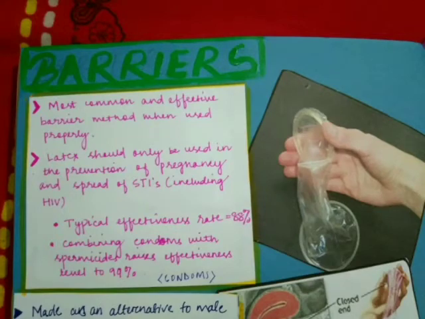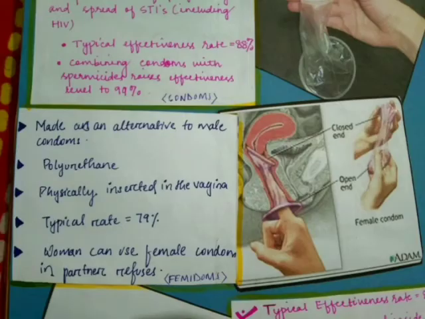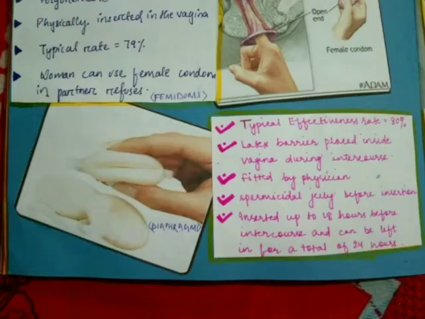Next is the femidoms, made as an alternative to male condoms, physically inserted in the vagina. Typical rate is 79%. Next is the diaphragms. Typical effectiveness rate is equal to 80%. A latex barrier placed inside the vagina during intercourse. Spermicide jelly is applied before the insertion. It can be inserted up to 18 hours before the intercourse and can be left for a total of 24 hours.